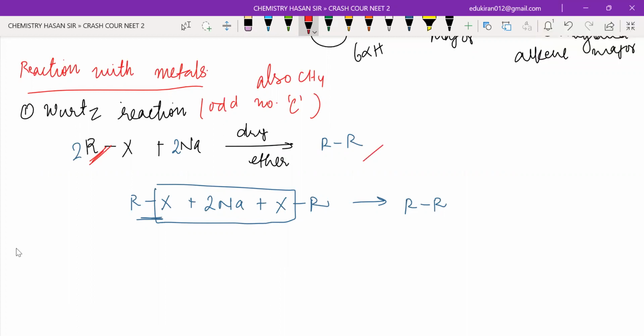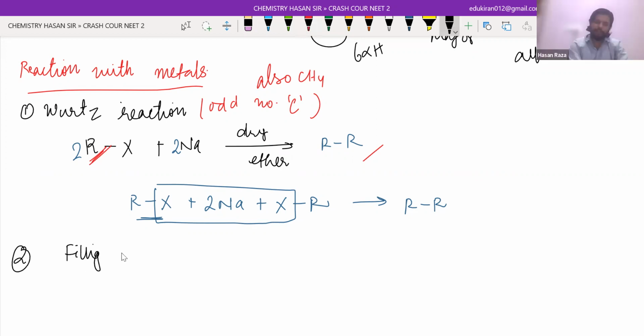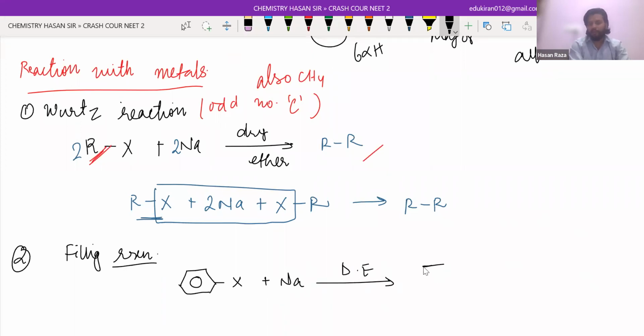Yes, sir. Now the next is Fittig reaction. Fittig reaction is for arenes, haloarenes. What you need to do is treat this haloarene with sodium in the presence of dry ether. Just double it. This is your biphenyl. Biphenyl you will get.